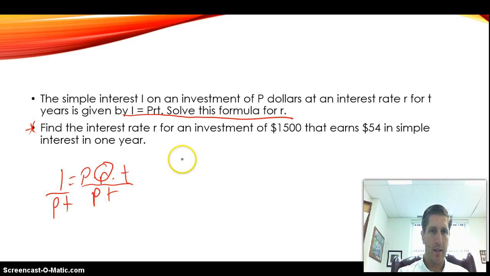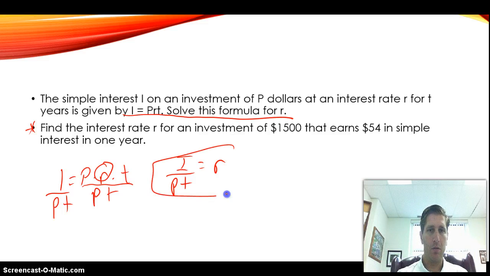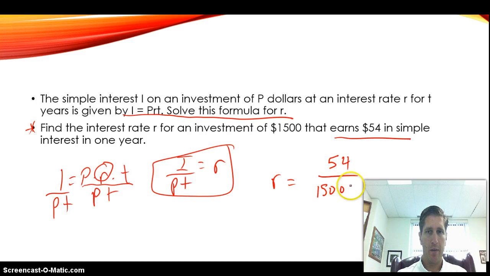So we know that I divided by PT equals R. So now we have R alone. So now we're going to plug in the information. They want us to find this rate. So we're going to say that the interest, it earns $54. So that was the interest that they earned. And we know that the principal, the amount of money that they started with, was $1,500. And we're going to multiply that by the time, which was 1 year.